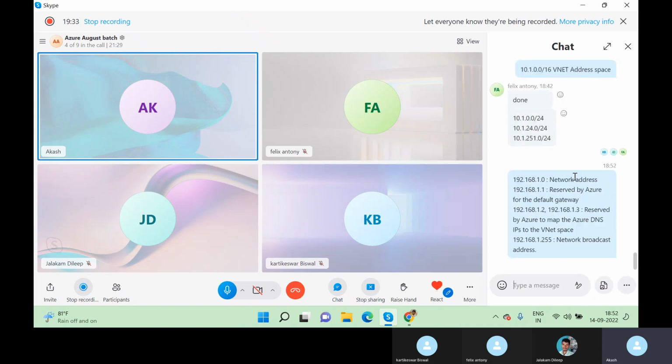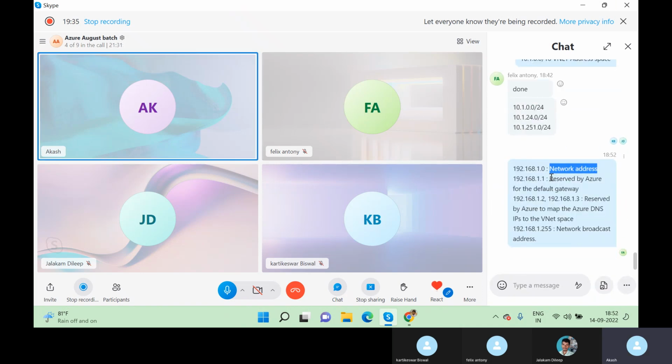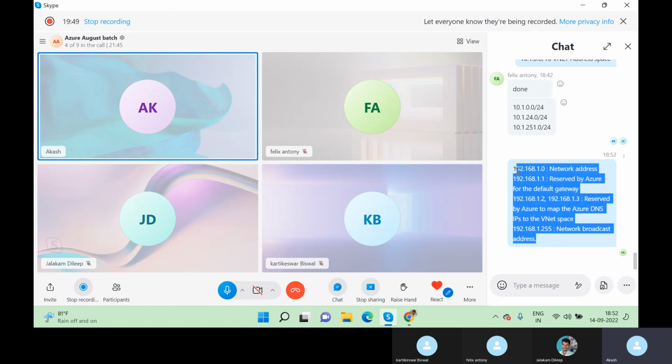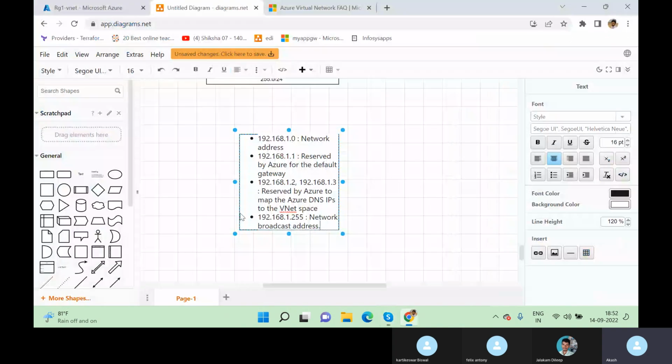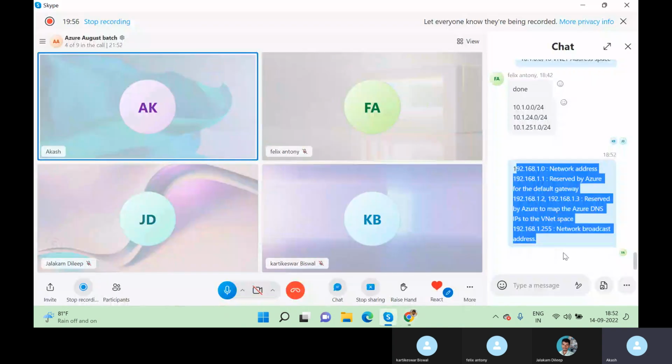The first one is your network address. The second one is reserved for the default gateway. The third and fourth are for DNS purposes. The last one is for broadcasting purposes. So these are the 5 IPs in each subnet which are reserved in Azure.